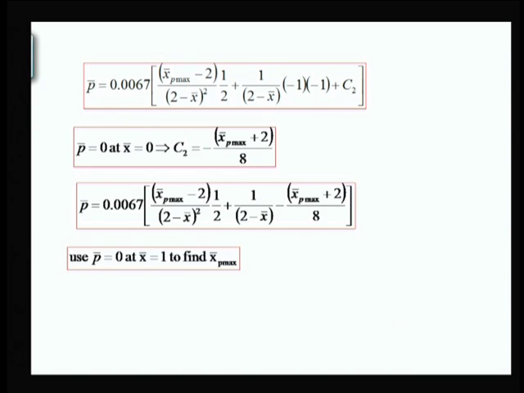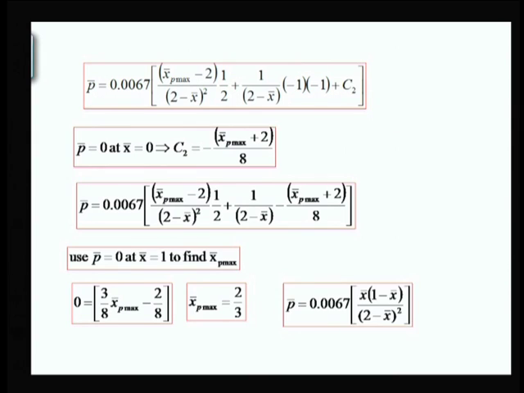Now, we can use the second boundary condition, that is pressure 0 at x bar equal to 1, and that is going to give us the location of maximum pressure. When we substitute it, it turned out that x bar p max is 5/3, which is a non-dimensional term, and this is the value given over here.